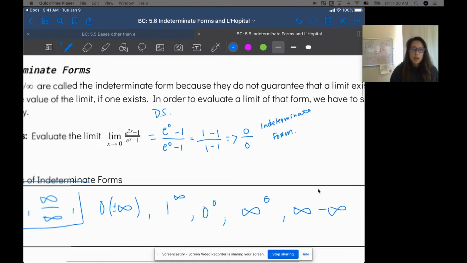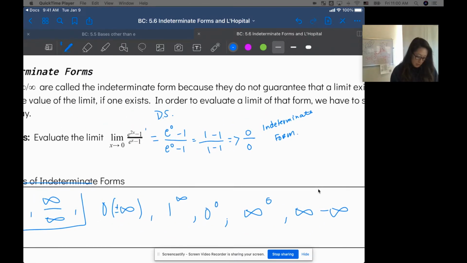Okay, so what do we do? Normally what we would do is we would try and simplify this expression by factoring, mostly by factoring, okay? Or by multiplying by a complex conjugate or something, which is fine, but another method is we're going to apply L'Hopital. It looks like L Hospital.